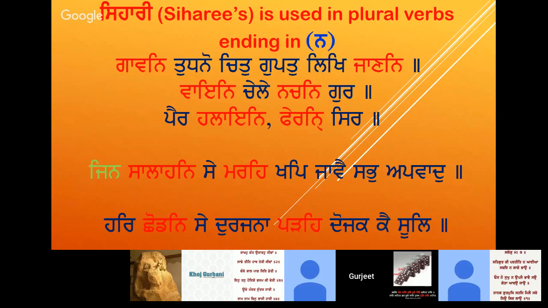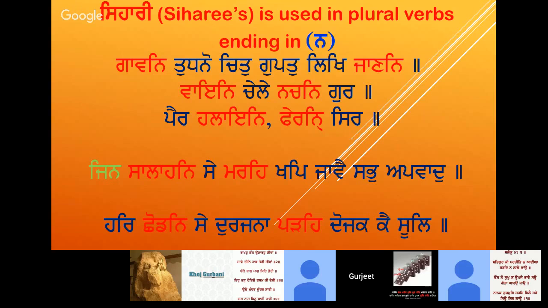On this, the word jinn, salahin se mare, khap jave, sab apvad. Jinn is used as a plural pronoun with the salahini se mare. Whosoever, because salahini is plural verb, then the word jinn also has to come, a pronoun has to come in the plural form. Se is plural, mare. So the whole pankti is for plural.